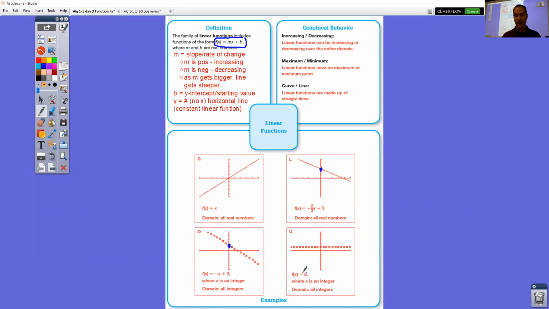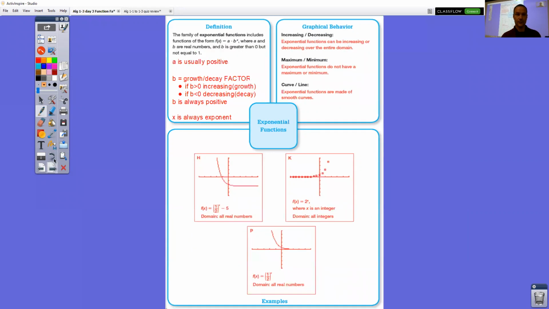We could also have a constant, which is just going straight across if we don't have an x in there. Anytime you don't have an x and you just have y equals a number, there is no x value. It's just going to be a horizontal line going straight across. Taking a look at the next one.